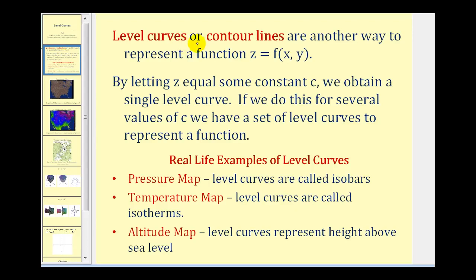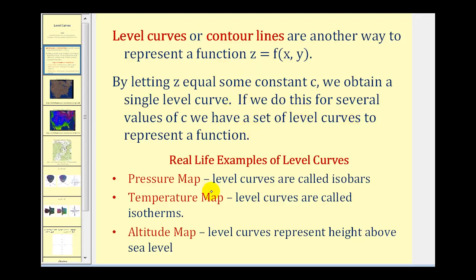Level curves, sometimes called contour lines, are another way to represent a function z equals f of x, y. By letting z equal some constant, we obtain a single level curve. Remember, you can think of z as the height of the surface. So what we're doing is taking slices of the surface at different heights and then graphing those on the xy plane. If we do this for several values of c, we have a set of level curves to represent a given function.